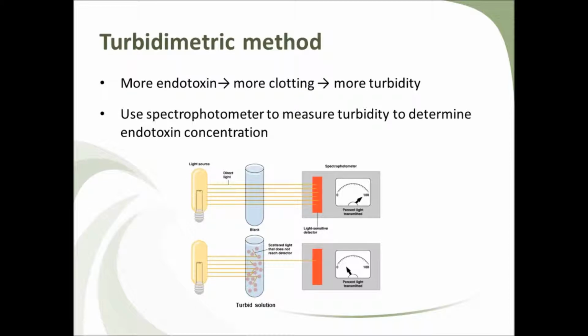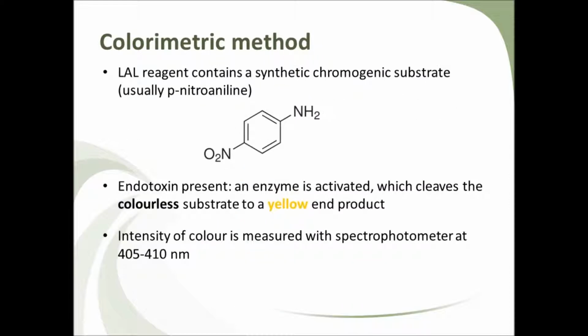The second method is the turbidimetric method. As the concentration of the endotoxin increases, the amount of insoluble coagulant increases, thereby increasing the turbidity of the mixture. A spectrophotometer is used to measure turbidity to determine the concentration of endotoxin.